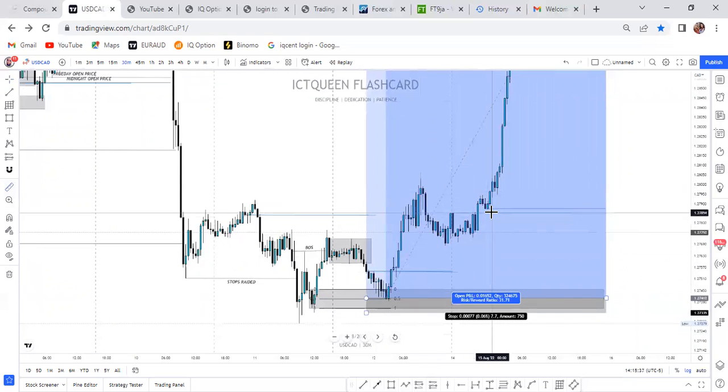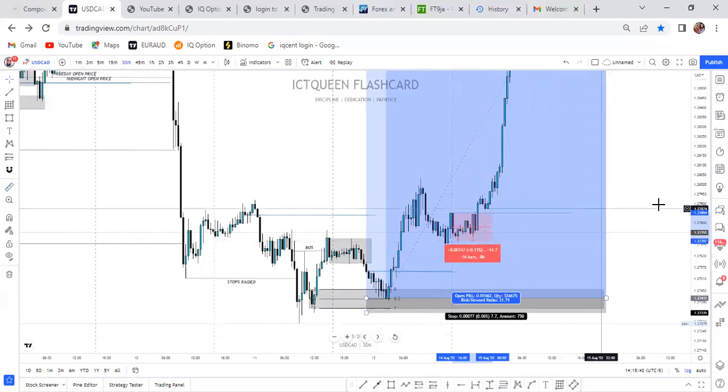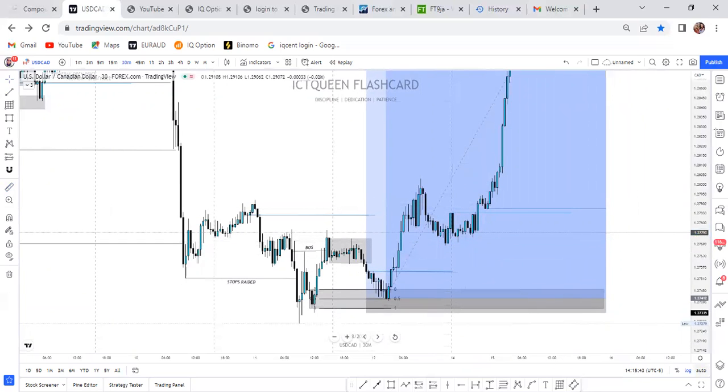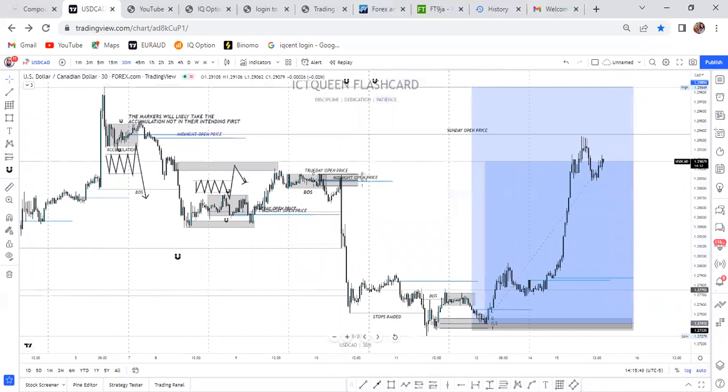Exactly 15 pips and shoot up. So you have a market maker buy model. So guys, this is how to use your open price as a way to get safe, easy 20 to 30 pips on a daily basis with a very small stop loss.